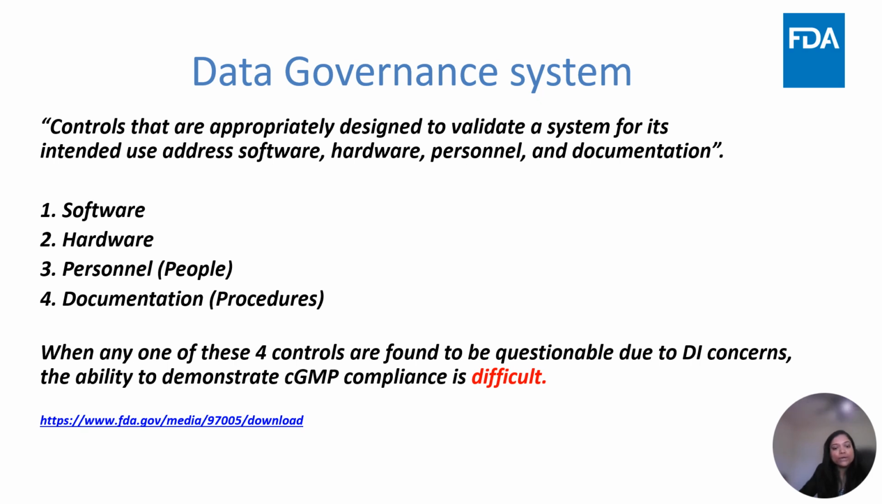However, when any one of these four controls is found to be questionable due to data integrity concerns, the ability to demonstrate GMP compliance becomes very difficult. So FDA recommends you implement appropriate controls to manage risks associated with each element of the system. If something is not documented, probably it never happened or was never conducted. Appropriate documentation plays a very critical role.